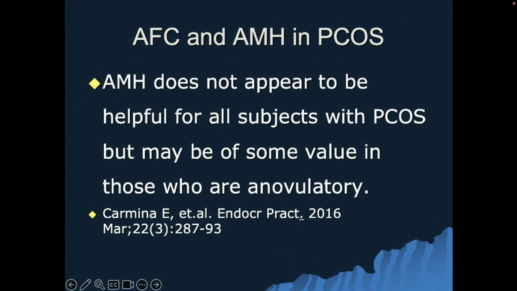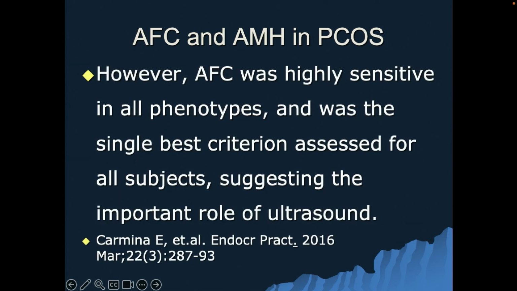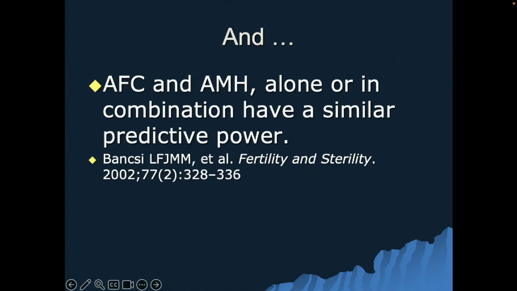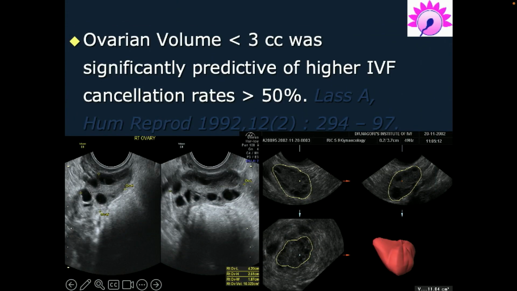Even in PCOS patients, it is mentioned in literature that AMH is of value in anovulatory patients, whereas AFC is effective in all phenotypes, whether oligoovulatory or anovulatory, and therefore it is a better tool to assess the ovarian reserve in PCOS patients. Even in patients with endometriosis, the literature mentions that for patients who are not operated, age and AFC, but for those who are operated, only AFC is the marker for the ovarian reserve. Both alone or in combination have the same predictive power. So why do both? You can avoid AMH and just do an ovarian antral follicle count.